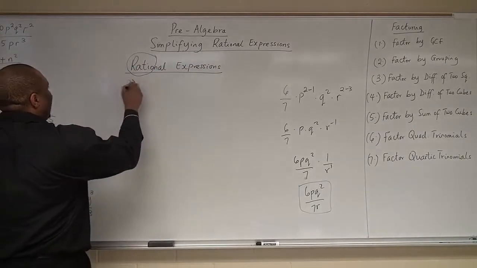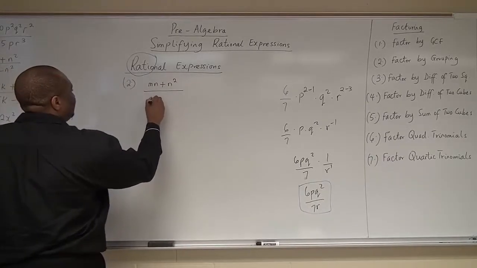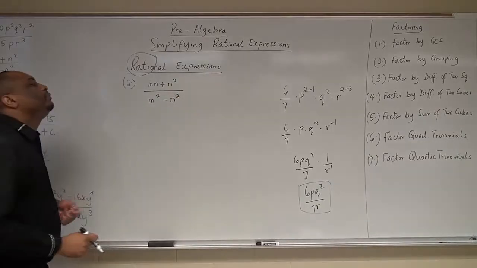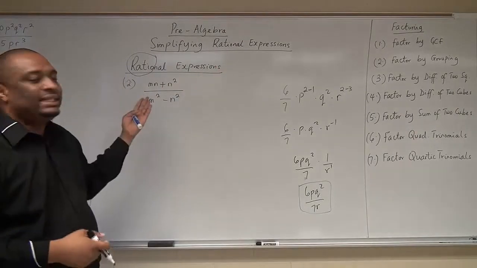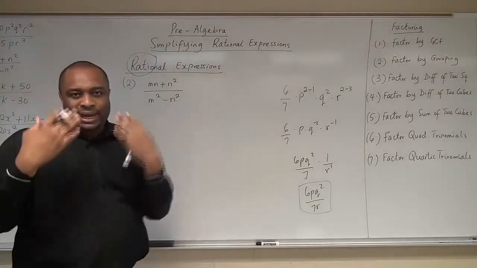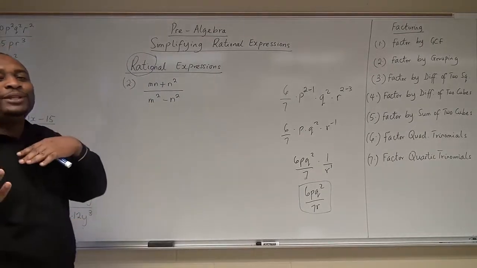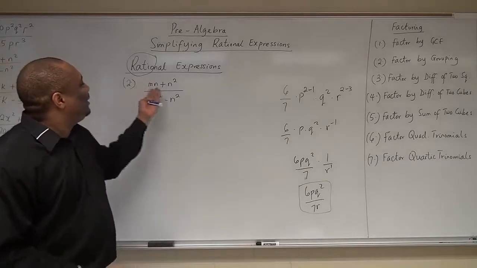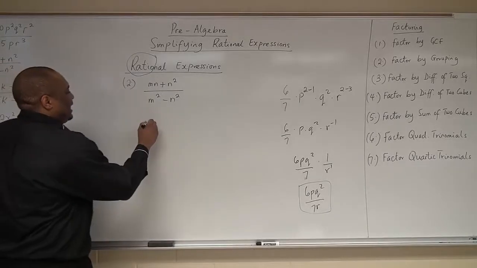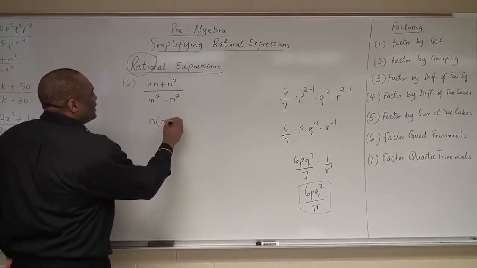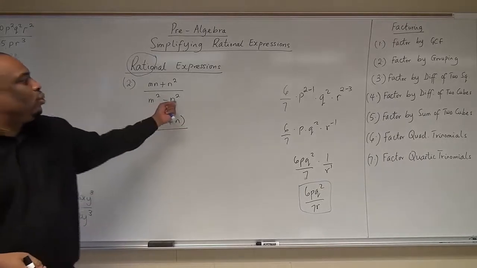With question 2, we have mn plus n squared over m squared minus n squared. So we look at the denominator. We see we can do what? Factor by GCF. Like I said, you've got to look at it and see whether you can use any of these. So we look at the numerator, not the denominator. We see we can factor by GCF. What is the GCF? It is n. What is remaining? m plus n. Over m squared minus n squared.